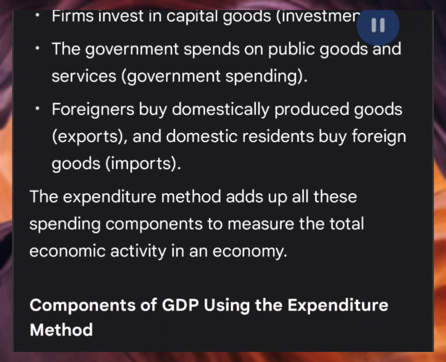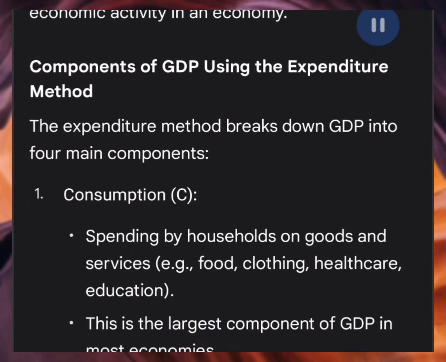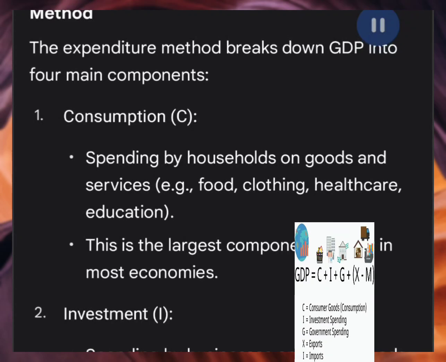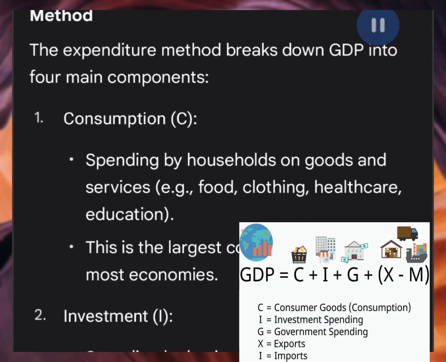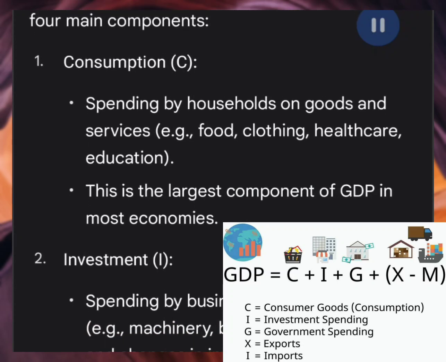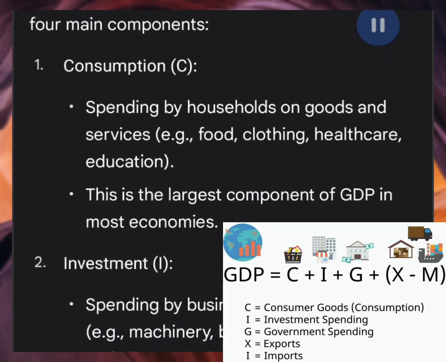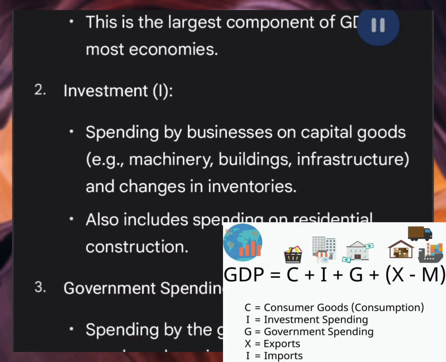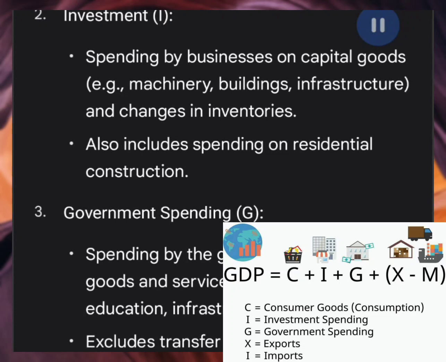Components of GDP. The expenditure method breaks down GDP into four main components. 1. Consumption, C. Spending by households on goods and services, e.g., food, clothing, healthcare, education. This is the largest component of GDP in most economies. 2. Investment, I. Spending by businesses on capital goods, e.g., machinery, buildings, infrastructure, and changes in inventories. Also includes spending on residential construction.